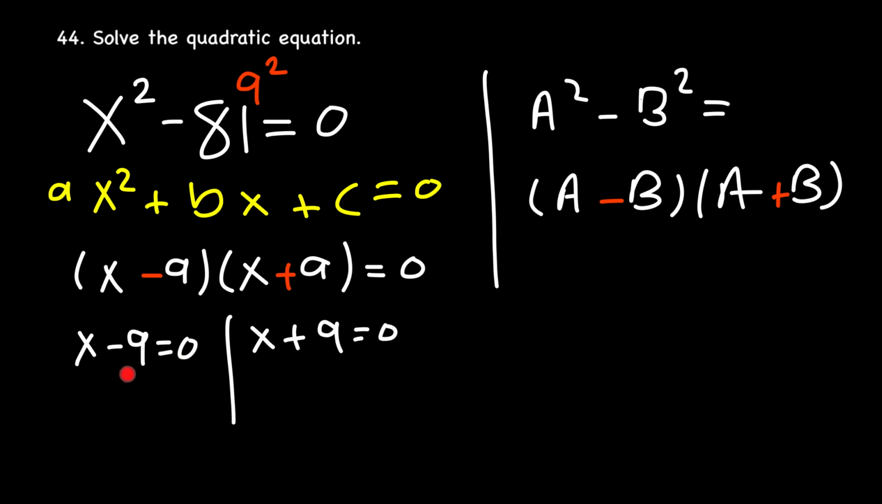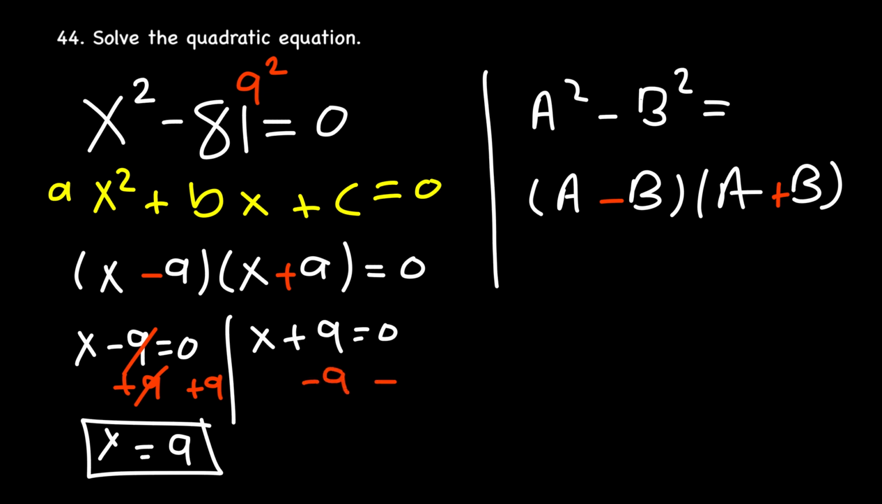So let us start with this, solving for x. I will add 9 to both sides, so this will cancel out. So I will have x equal 9. Let us jump to the second one. x plus 9 equals 0. I will have to subtract 9 from both sides. These will cancel out. So x equals minus 9.